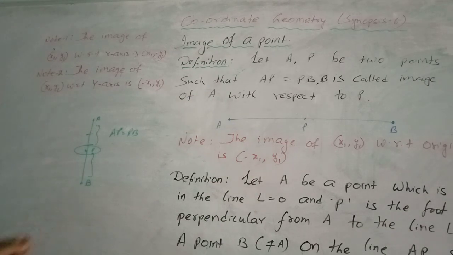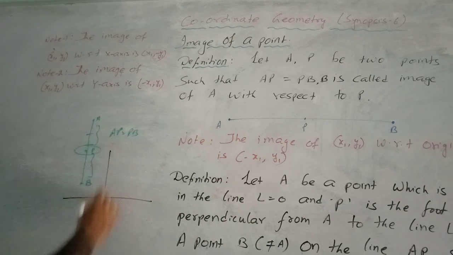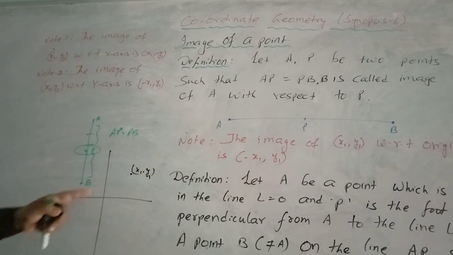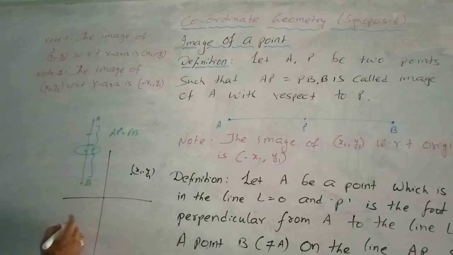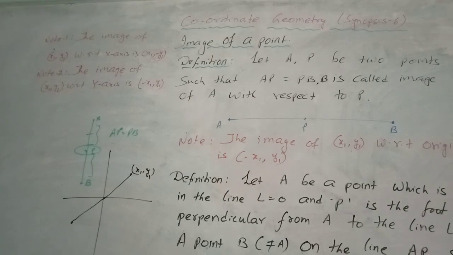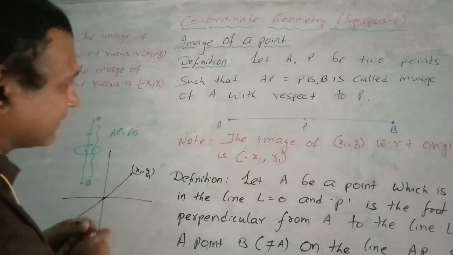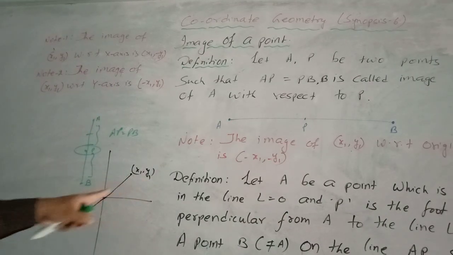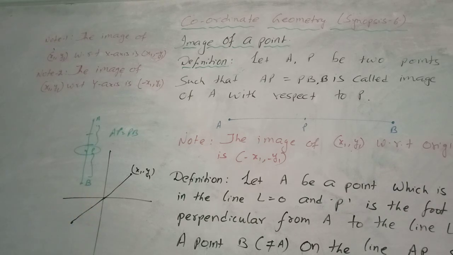Next, let's see the coordinates with respect to the origin. With respect to the origin, what happens? The image of x1 y1 with respect to the origin comes to the back of it, so this will be minus x1. The image of x1 y1 with respect to the origin is minus x1 and minus y1.